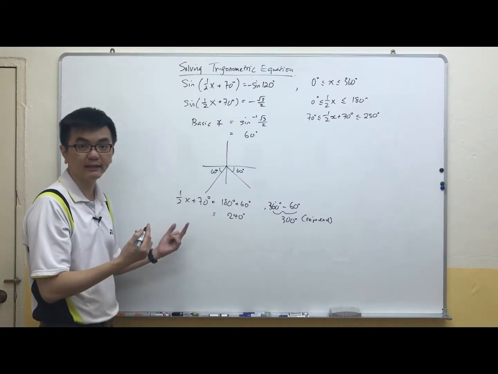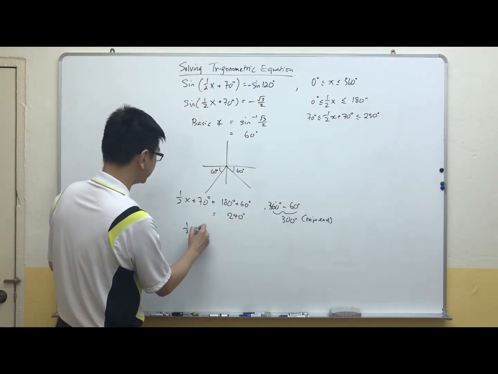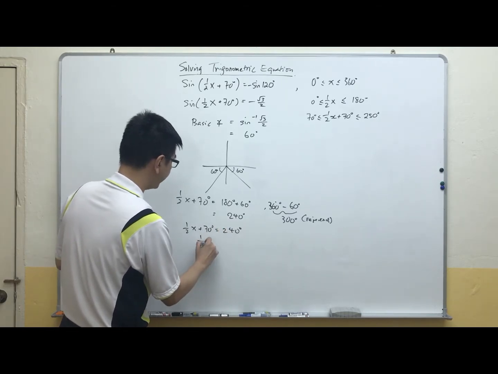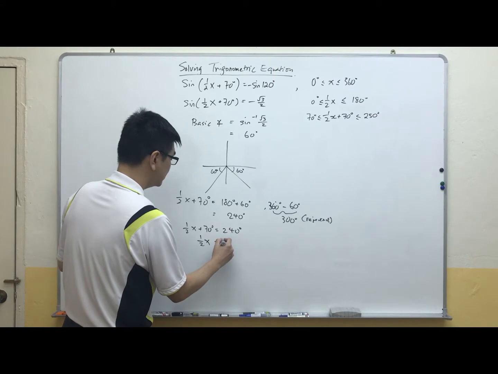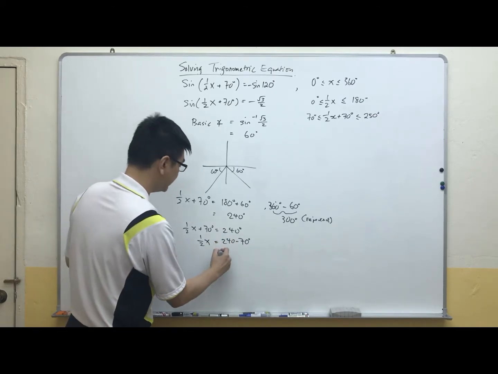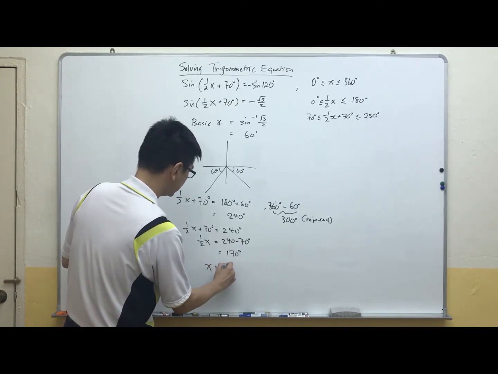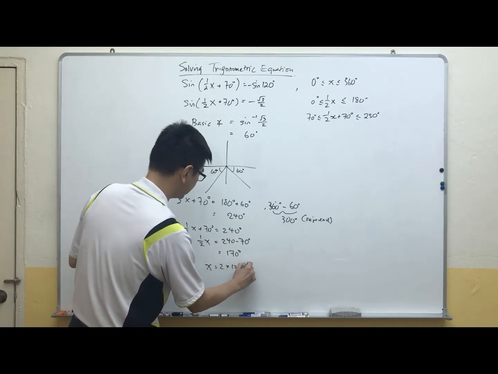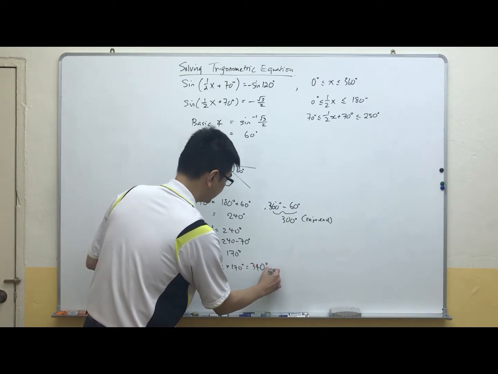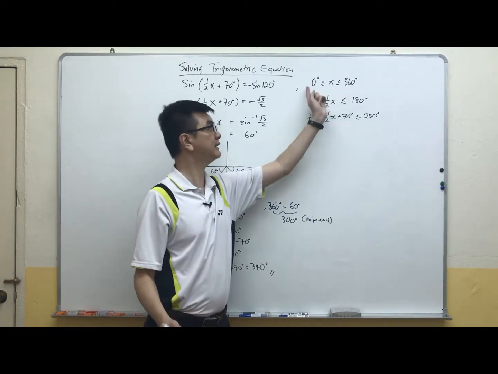Now we'll proceed to find x, because that is our objective. I have half x plus 70 degrees equals 240 degrees, so half x equals 240 minus 70 degrees, which gives me 170 degrees. Therefore x will be 2 times 170 degrees, which gives me 340 degrees. You notice that my x, 340 degrees, now falls within the domain of 0 and 360.